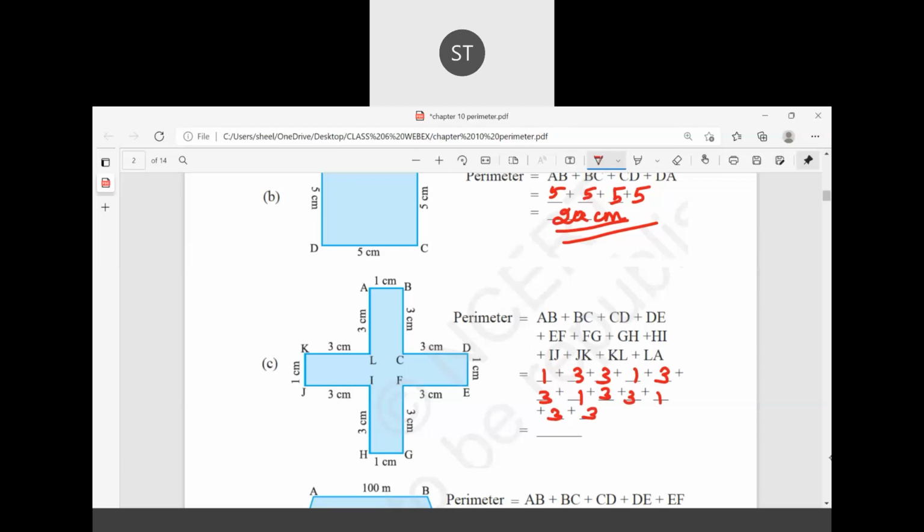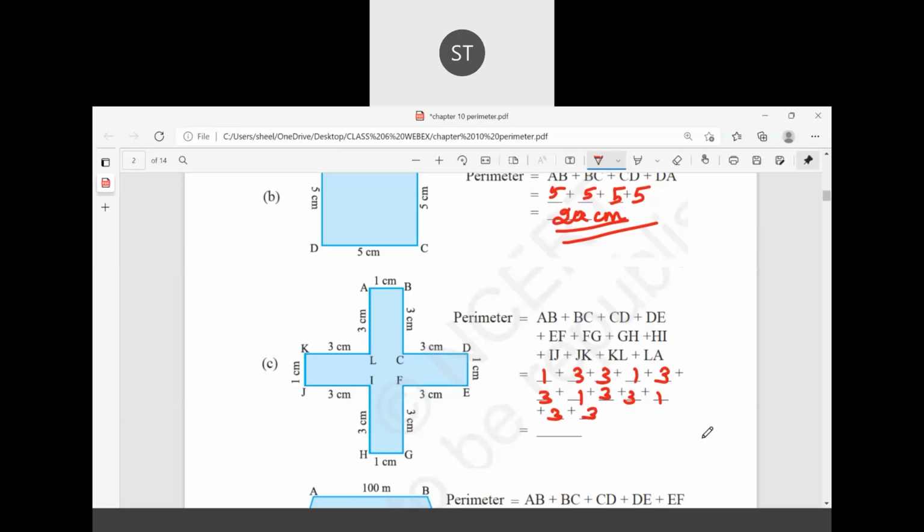Once again we'll check, we should not miss anything. So AB 1, BC 3, CD 3, then DE 1, EF 3, next FG 3, GH is 1, HI is 3, IJ equal to 3, JK equal to 1, then the last two measurements, KL equal to 3, LA equal to 3.